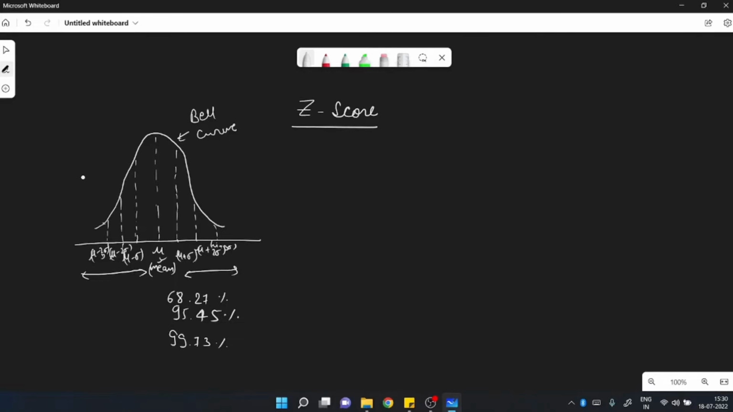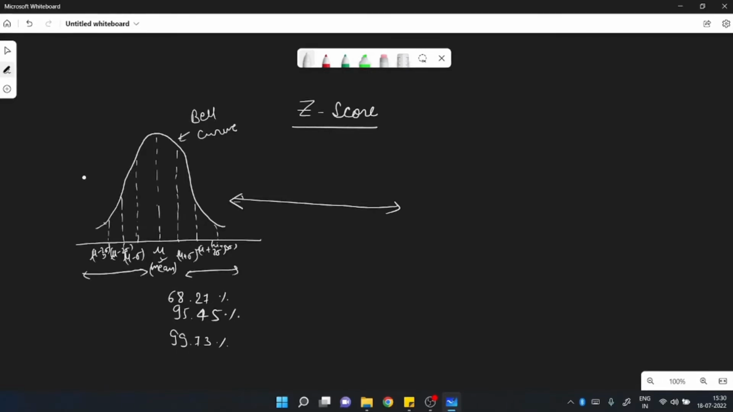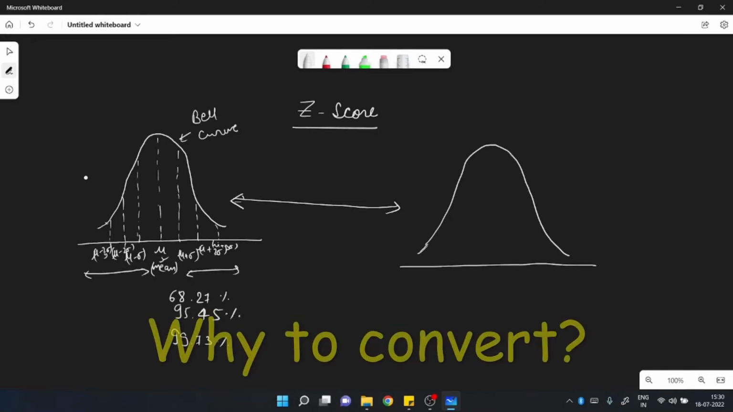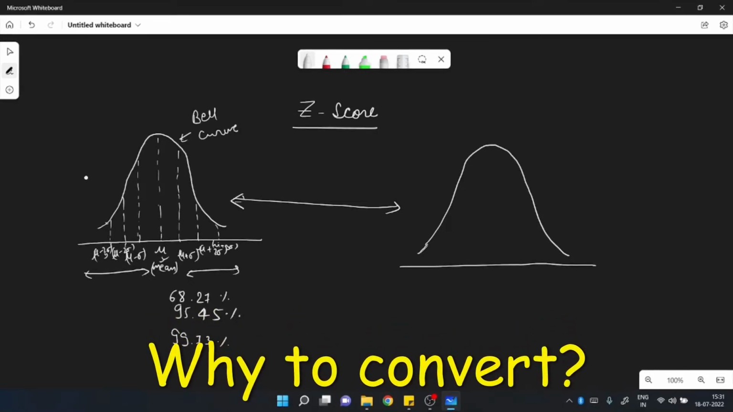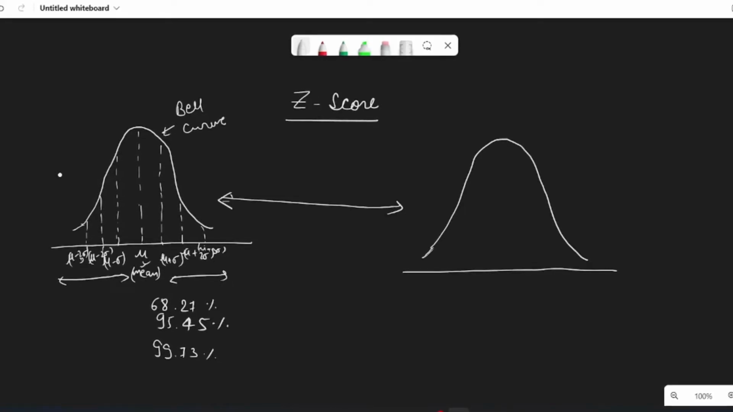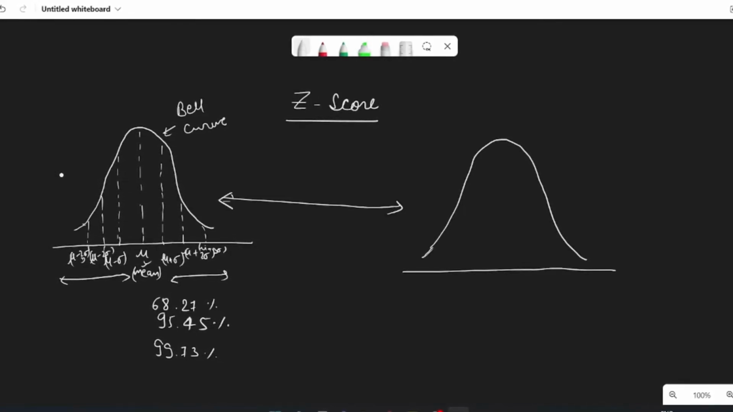But now, suppose I want to convert this bell-shaped curve, or normal or Gaussian distribution, to a standard normal distribution. Again, guys, the shape will be almost the same. Okay, the shape will be almost the same. So why do we convert this bell-shaped curve to a standard normal distribution? This conversion is done in order to convert our data into normalized form.